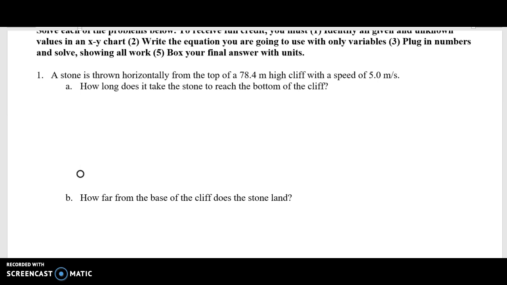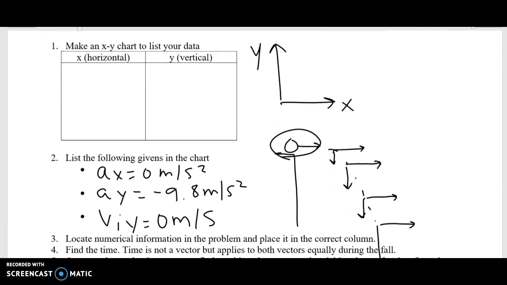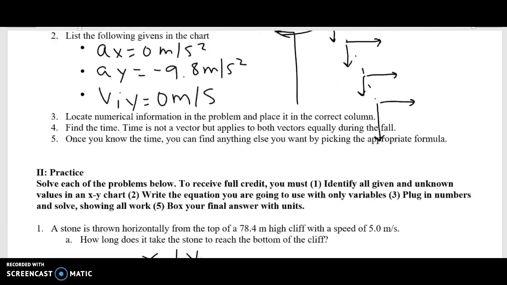So the first thing is to just visualize the problem, to make sure that you know that it's a horizontal projectile. So we have a stone, thrown horizontally from the top of a cliff. So we know that it's going to follow a parabolic path as it falls. Anytime we have an object that's traveling down and forward, we know that it's a projectile and we need to make an XY chart. There's several things from above that we automatically know, and that was these three givens. We need to place those in our chart.